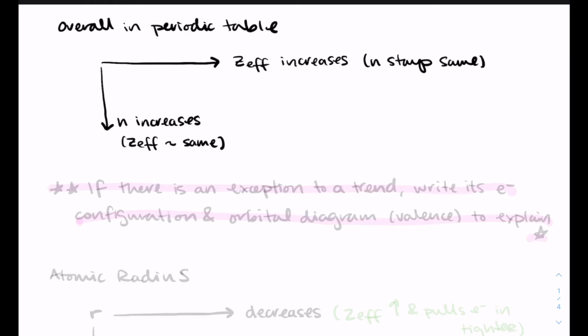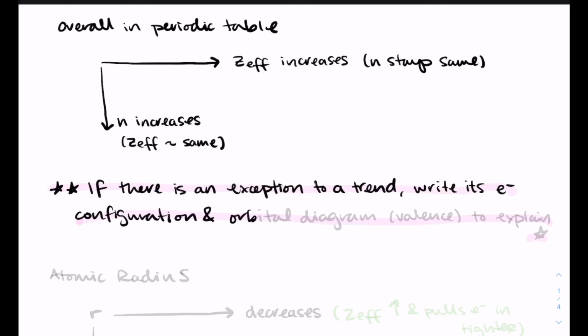If we're in a row, N stays the same. But what we're doing is, from element to element, you're adding a proton to the nucleus and then you're adding an electron. Screening is not perfect, so the extra electrons that are in there don't perfectly block that full 1+ charge that you have added. So the effective nuclear charge increases when you go from left to right.